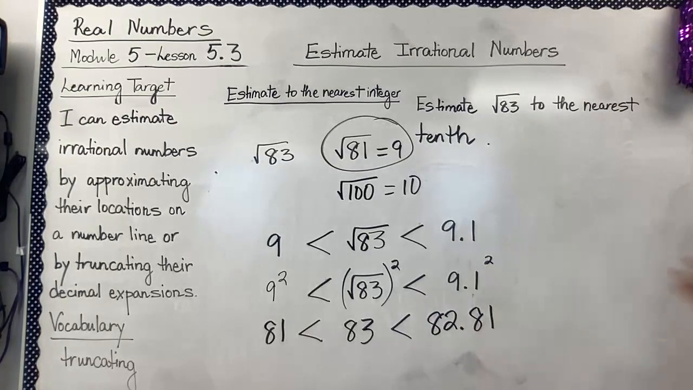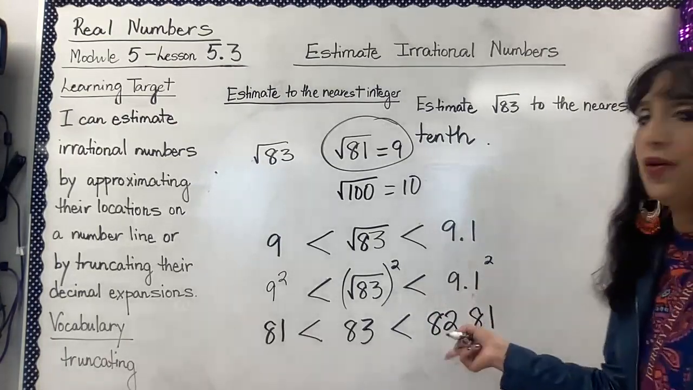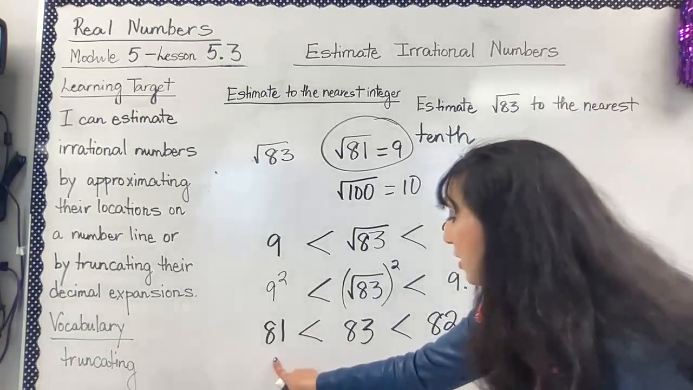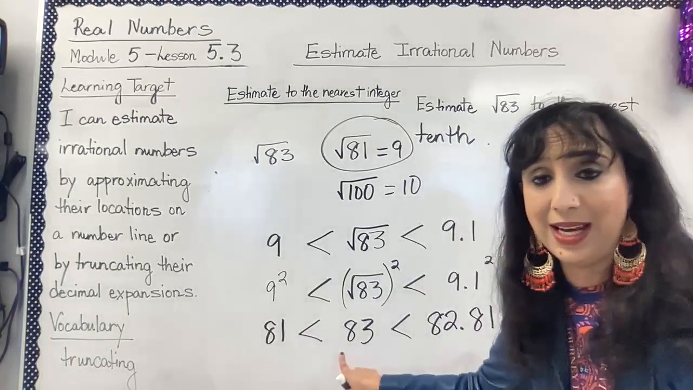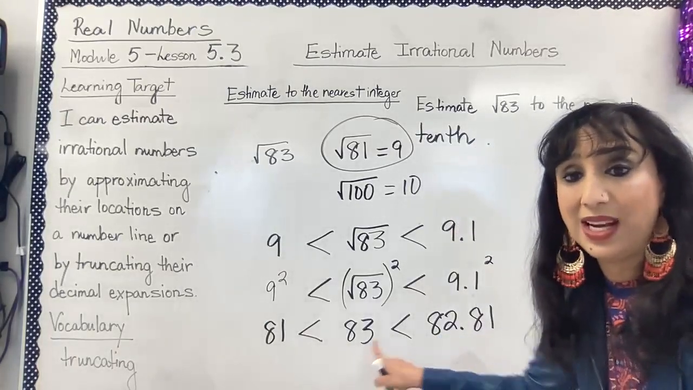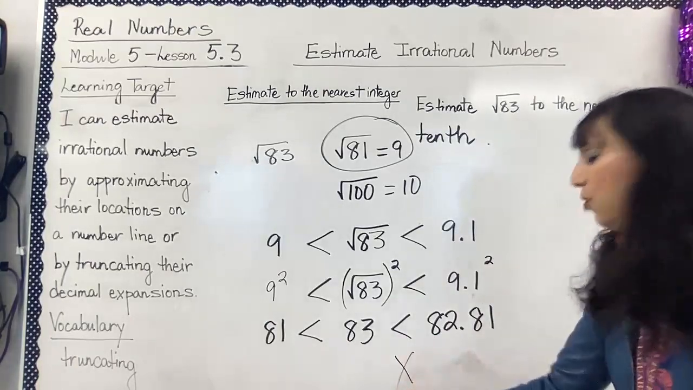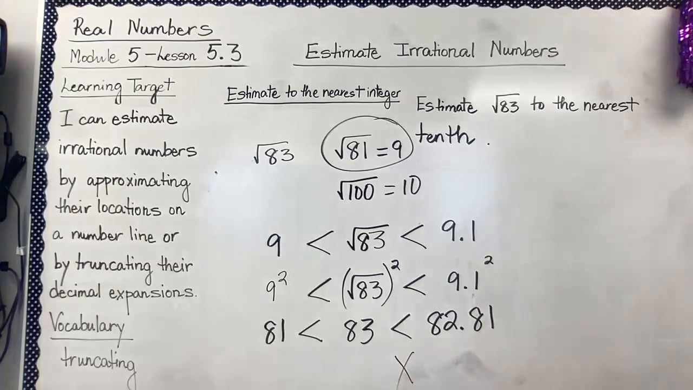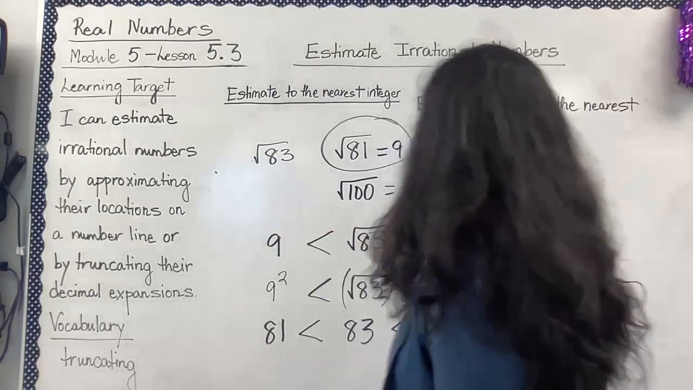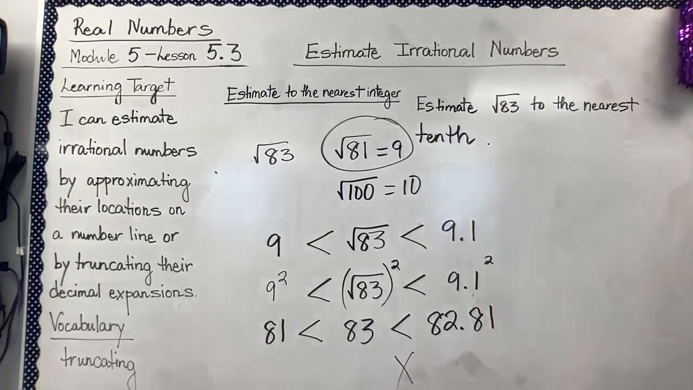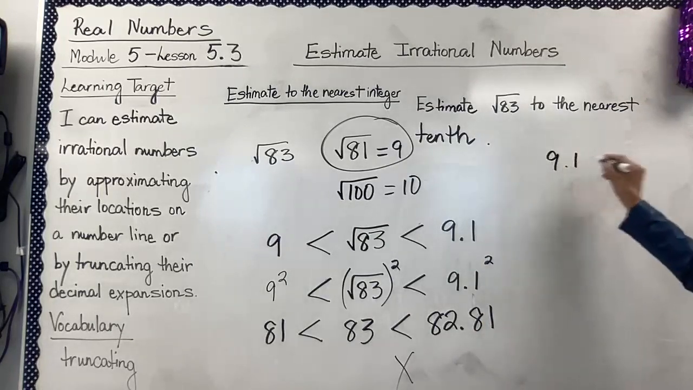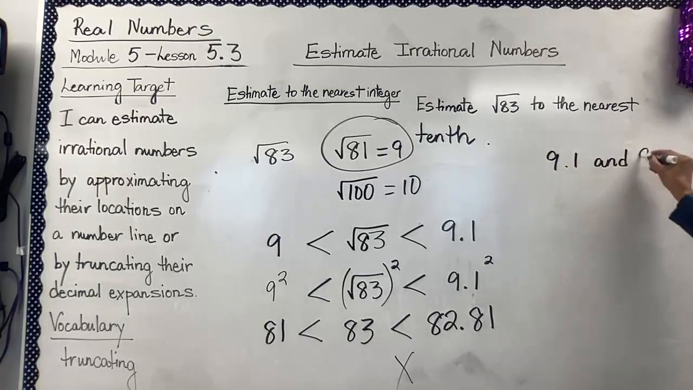So let's look at this. Is this inequality true? No. This part is correct: 81 is less than 83. But is 83 less than 82 and 81/100? No. So this one is not going to work. All right, so let's test the next interval now. This was 9 and 9 and 1/10. The next interval we are going to test is 9 and 1/10 and 9 and 2/10.